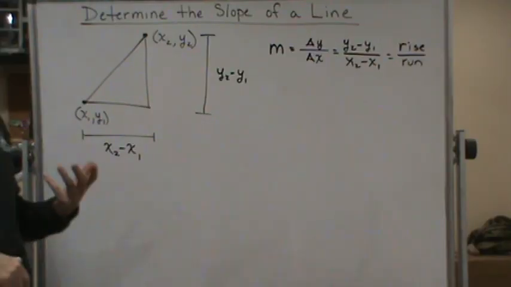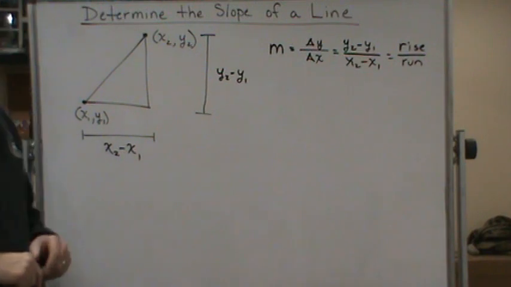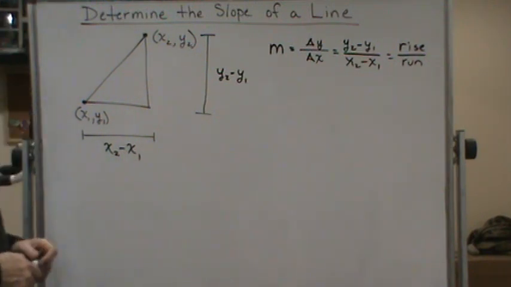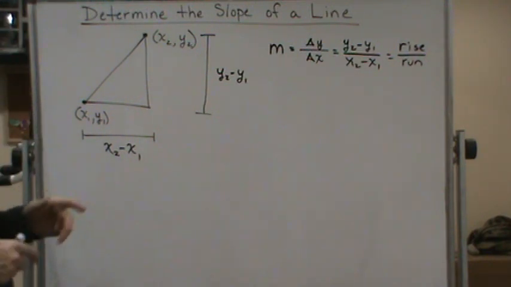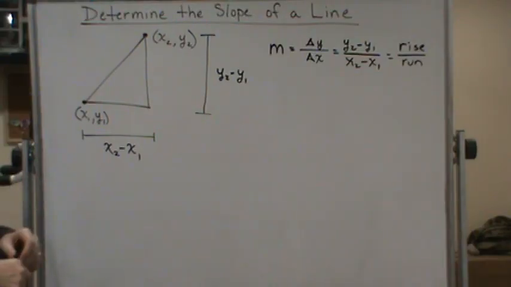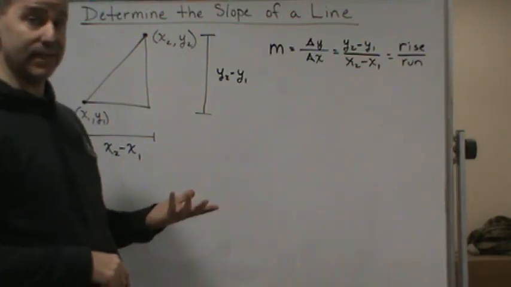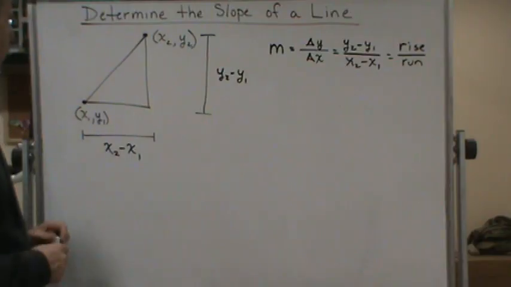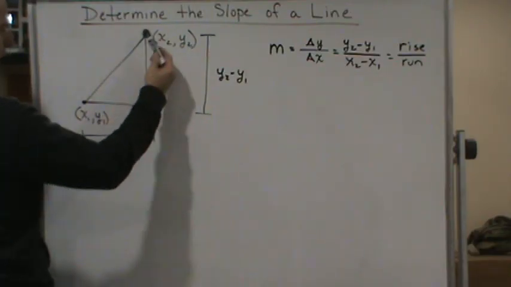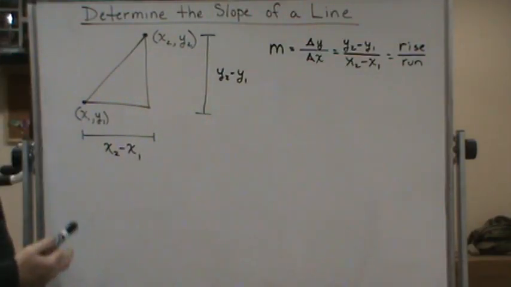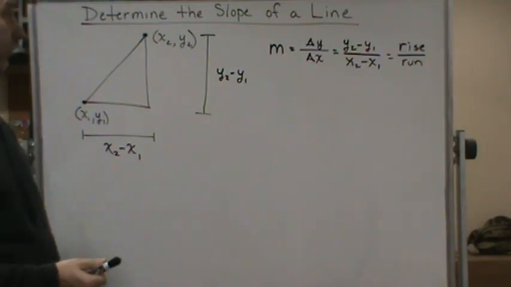As long as we are given 2 points on the line, any 2 points on the line, because it's a straight line, it doesn't matter what 2 points we use; the slope is what we call constant. It doesn't matter which 2 points along the line we use, we will always get the same slope.